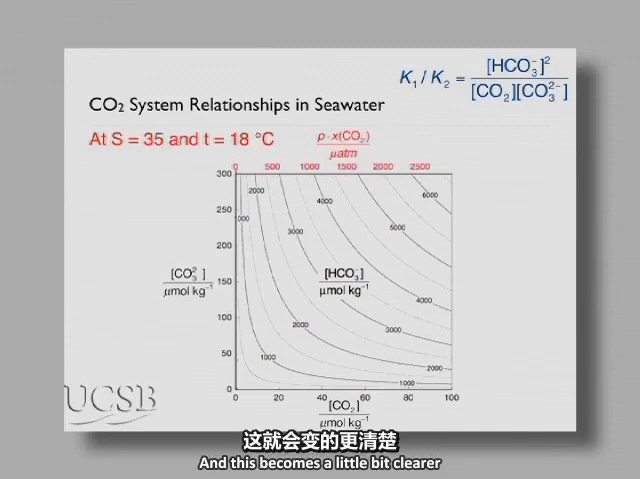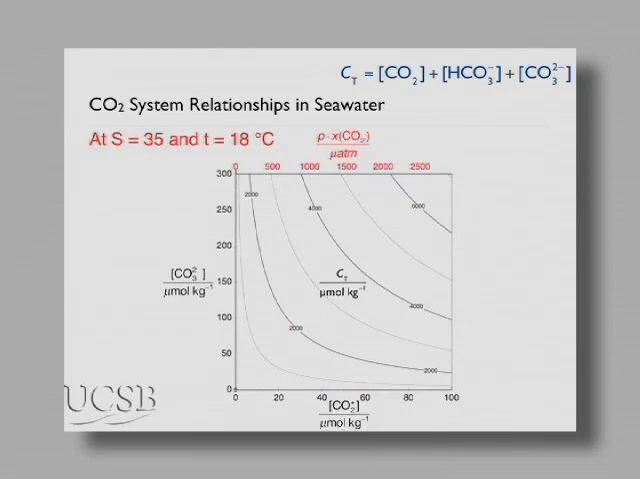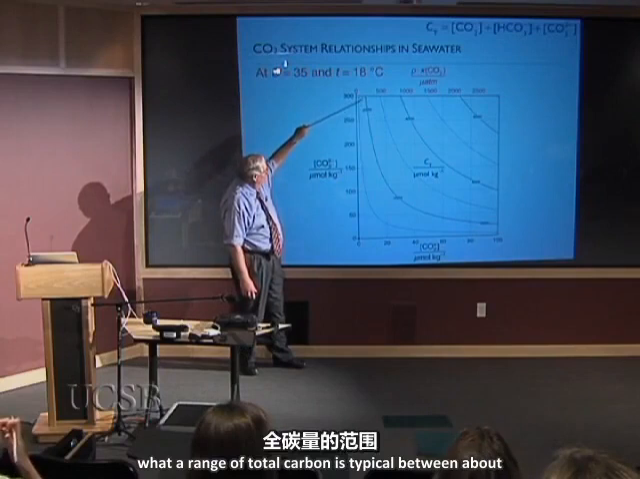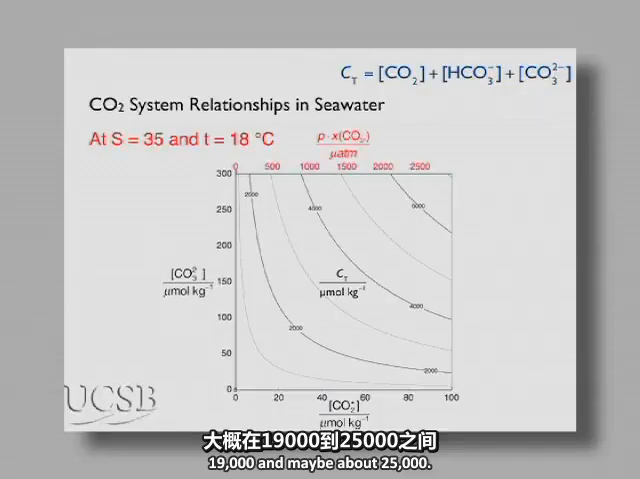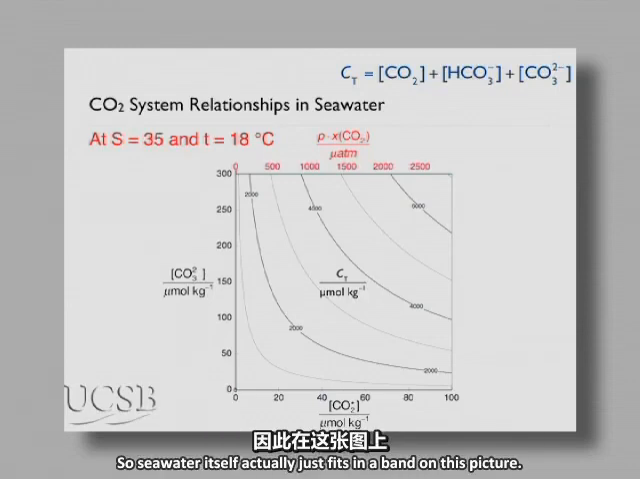And this becomes a little clearer if instead I plot total carbon. So your seawater range of total carbon is typically between about 1900 and maybe about 2500. So seawater itself actually just fits in a band on this picture.